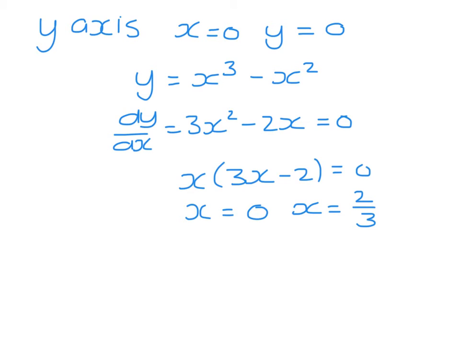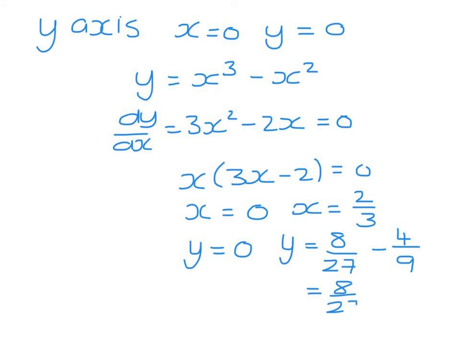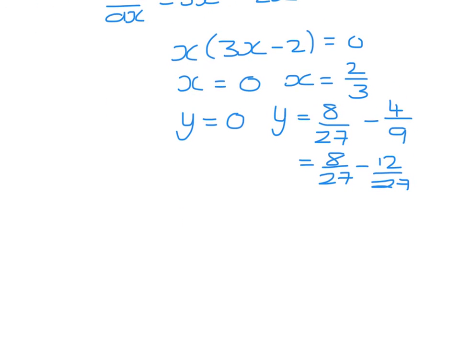I already know that when x is 0, y is 0. If x equals 2/3, then y equals x cubed. 2 cubed is 8, 3 cubed is 27, minus x squared, which would be 4/9. So that is 8 over 27 minus 12 over 27, which is minus 4 over 27.